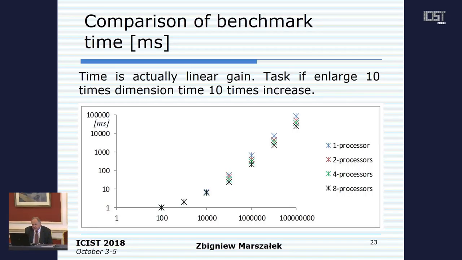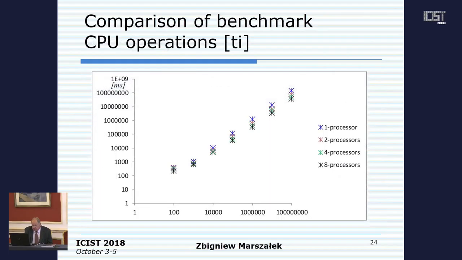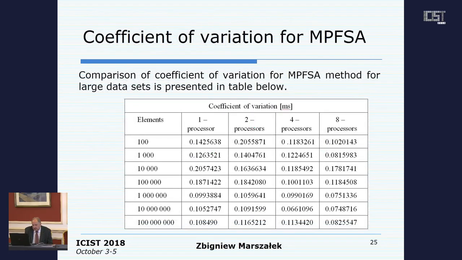It is the diagram which shows comparison of the benchmark in ms. Time is actually a linear gain: the task is enlarged 10 times, and the time increases 10 times. It's easy to see that it is this way. This is the same in TI.